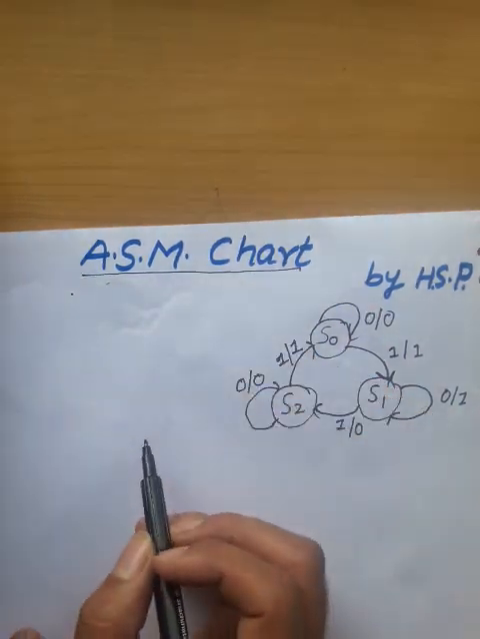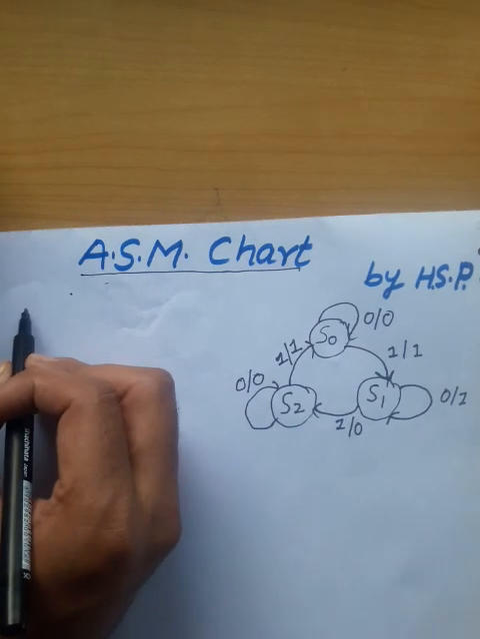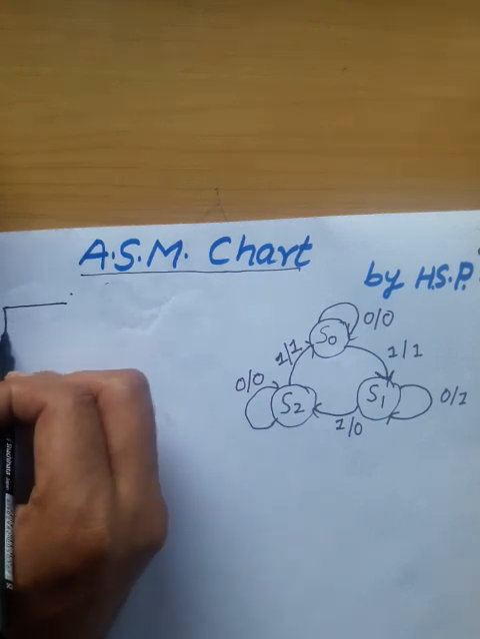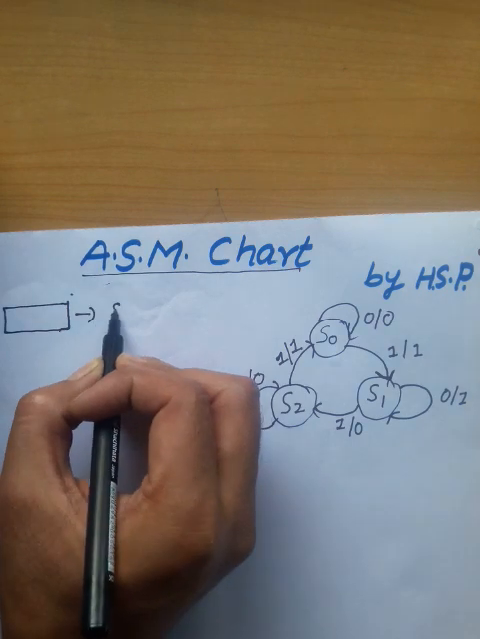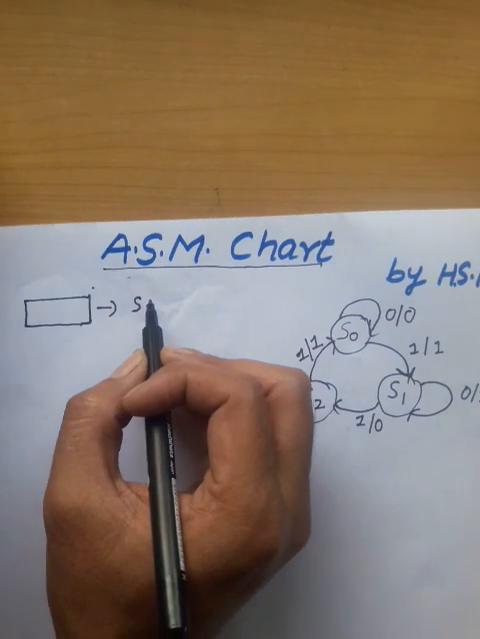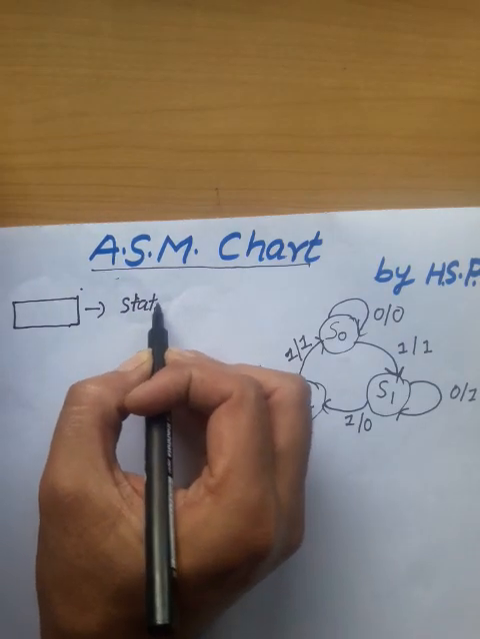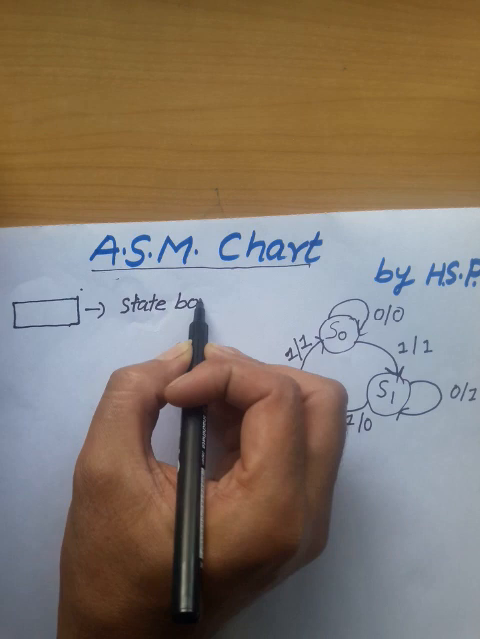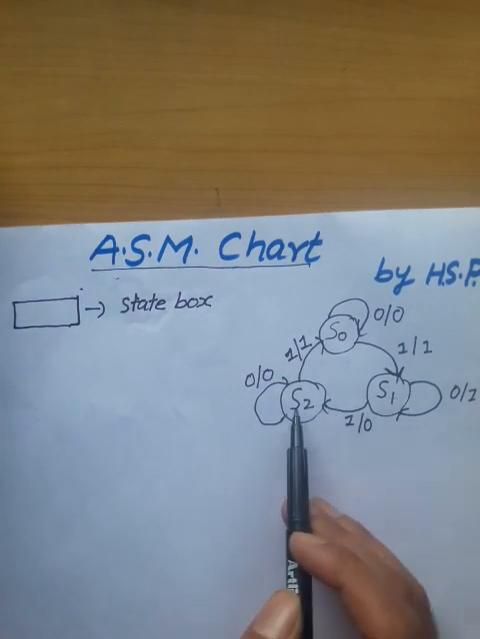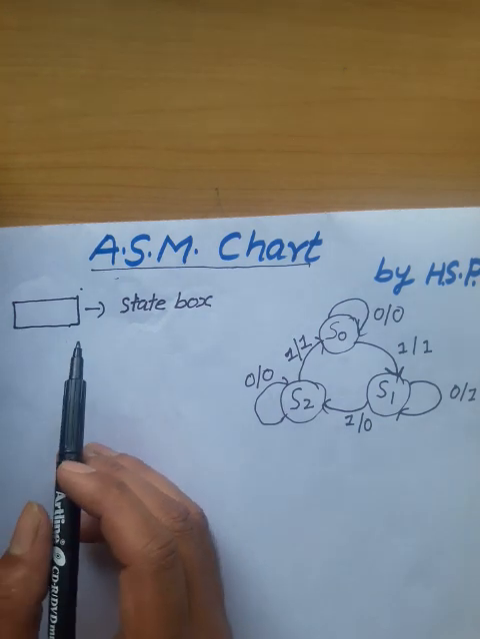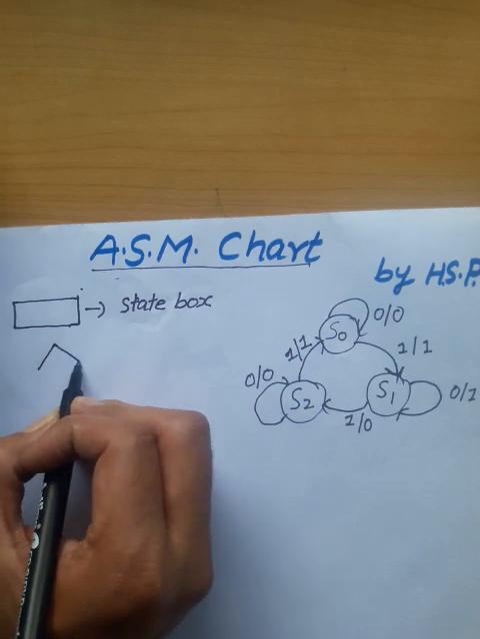There are three components. First one is this rectangle. This is called your state box. For example, for S0, S1 and S2, we will make rectangle. These are the states.